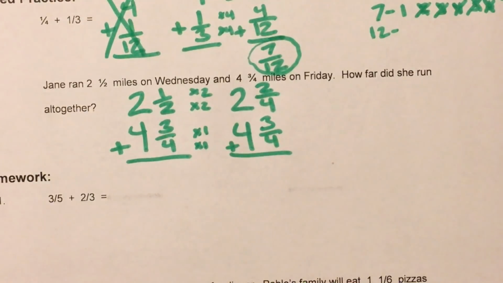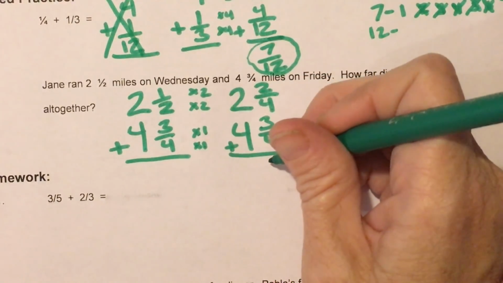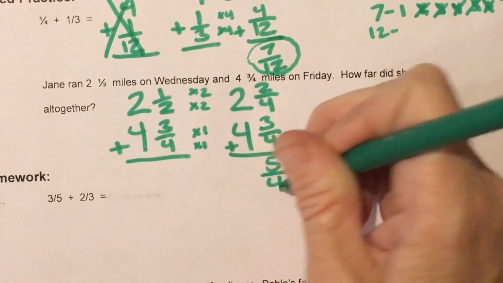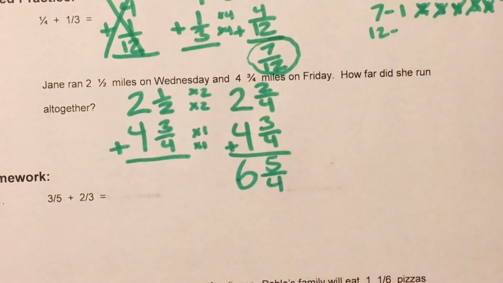Okay, now we're at step 3. I'm going to add fractions first. So I start on this side. 2 parts plus 3 parts equals 5 parts out of 4. 2 plus 4 is 6. Okay, no improper fractions allowed as step 4.